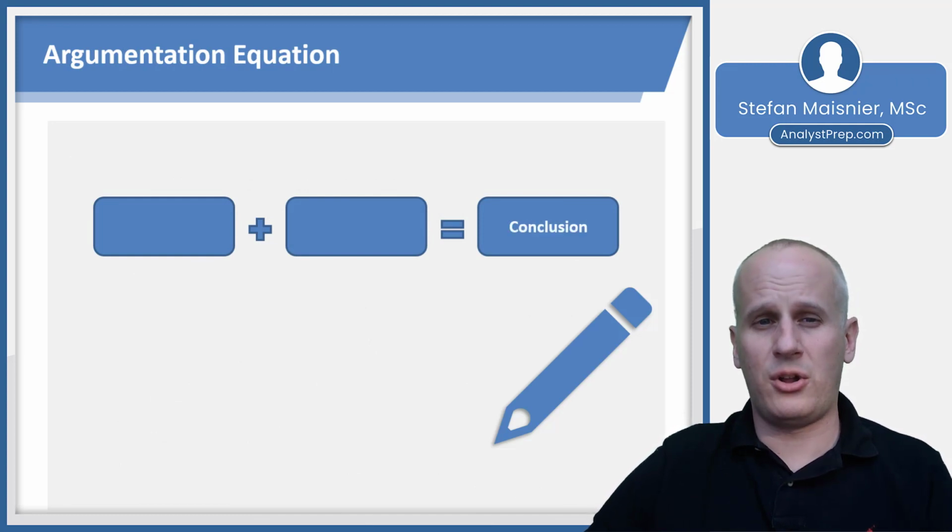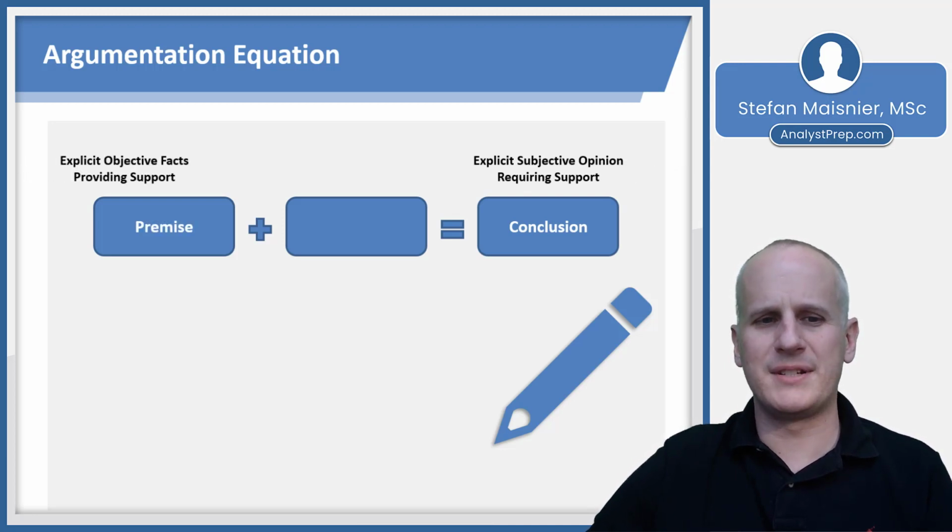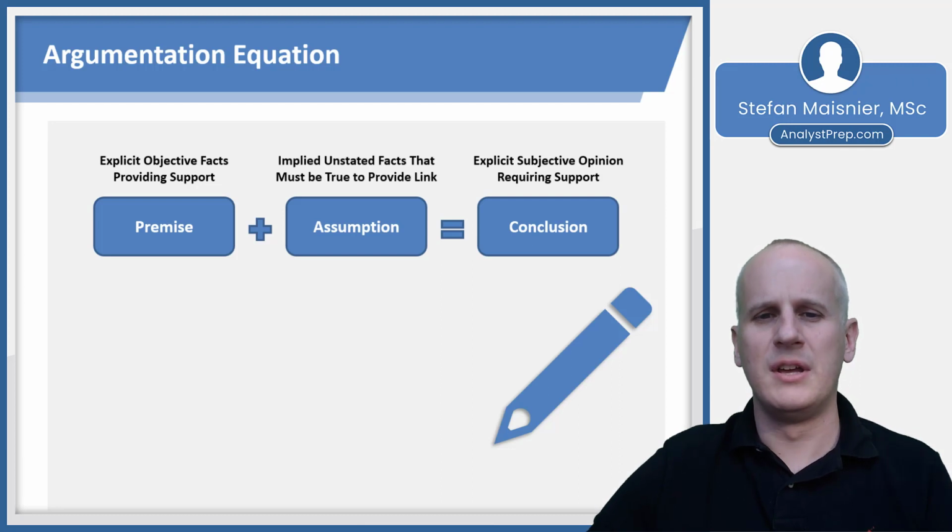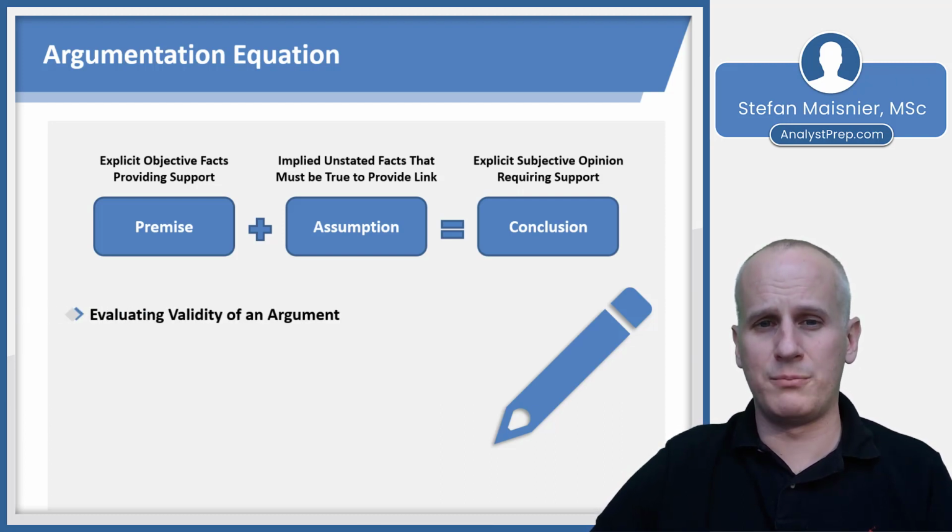So we know that all arguments lead up to a conclusion, which is going to be the explicit subjective opinion that requires support. You have your premise, which is going to be your objective facts that are providing the support required by the conclusion. And then your assumption is going to be the unstated facts that must be true to link your premise to your conclusion logically. And that's ultimately what you're being asked to evaluate if you're being asked to evaluate the validity of an argument.